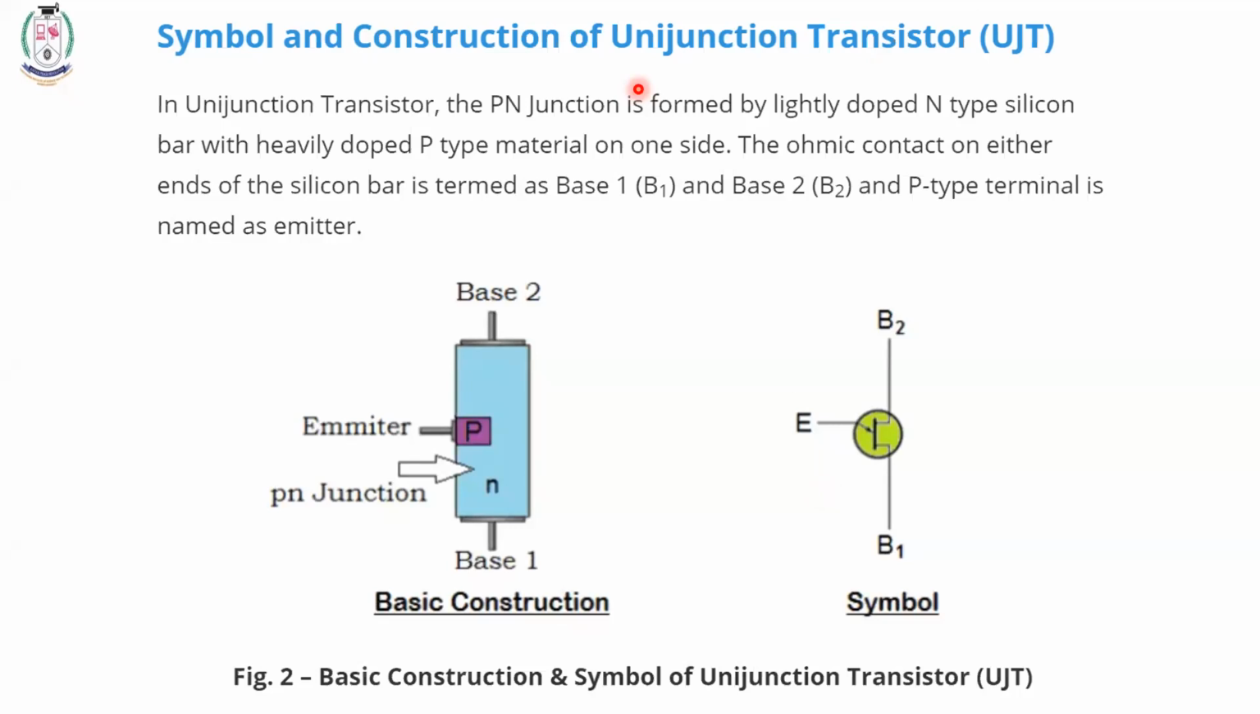Thank you, students. So in UJT, what are the three terminals? Base one, base two, emitter. You just see, this is my symbol of UJT, where it has three terminals: base one, base two, emitter. And you all know this UJT very simply has only a PN junction, only two layers. So it comes under which device? Two layer device. It comes under which family? Transistor family. Okay, and it comes under bipolar or unipolar? From the name itself, you can say it's a unipolar device.